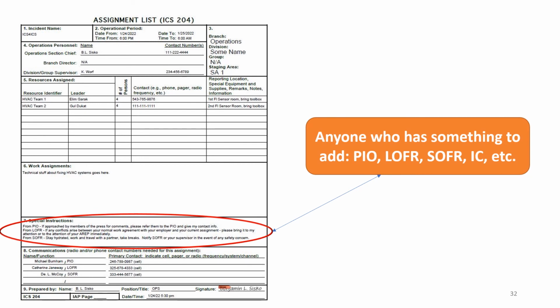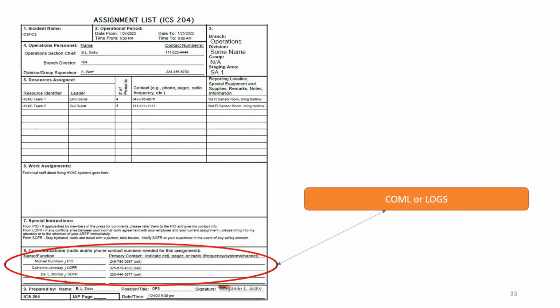Anyone who has special instructions will touch this block. This is where Public Information Officer gives instructions about media contact. This is where Liaison Officer gives instructions about contacts with the stakeholders. This is where Safety Officer provides safety tips, and so on. This section will be filled out by either Communications Unit Leader, or if one is not activated, by Logistics Section Chief.